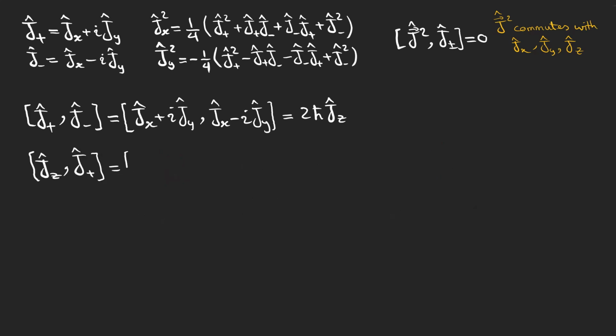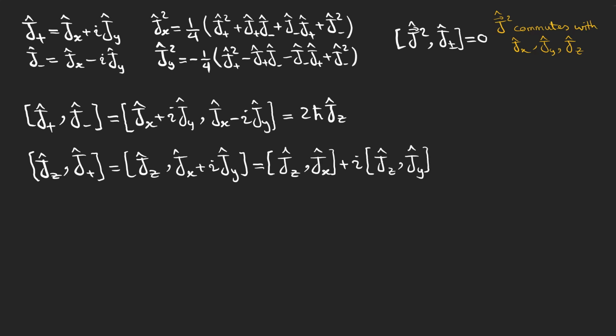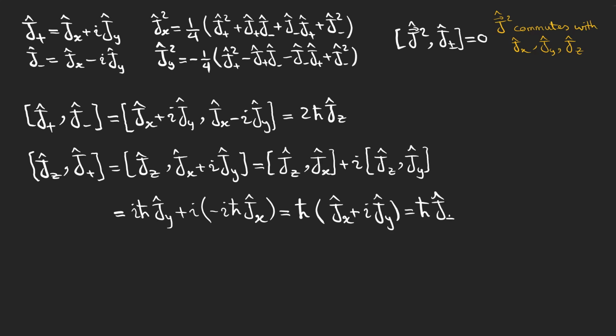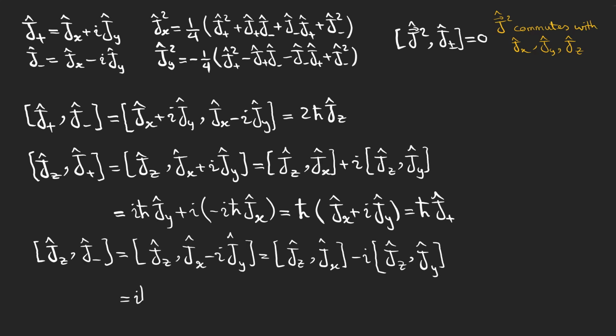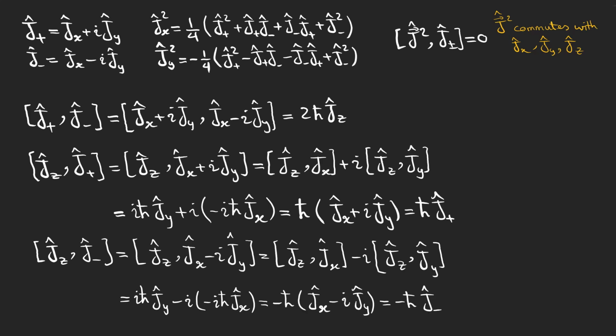It's also useful to write the commutation relation of jz and j plus. It can be written as the commutation relation of jz and jx, plus i times the commutation of jz and jy. The first term gives i h bar jy, and the second term is i times the commutation of jz and jy, which is minus i h bar jx. So we find the commutation of jz and j plus to be h bar j plus. You can do the same thing for jz and j minus, and you find the commutation relation to be minus h bar j minus.